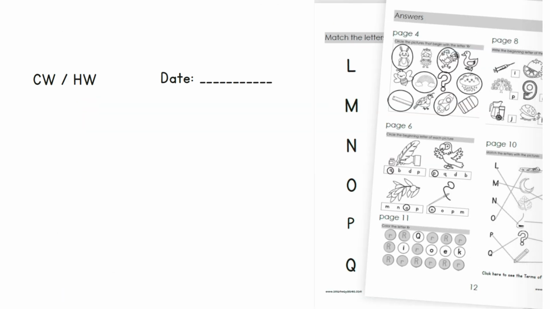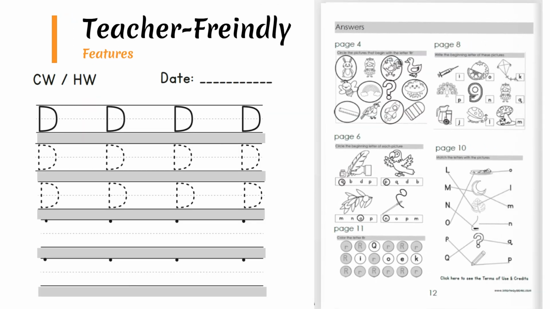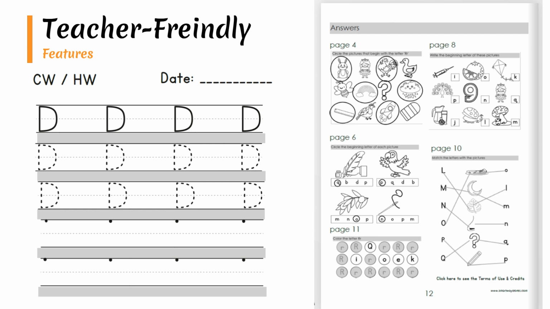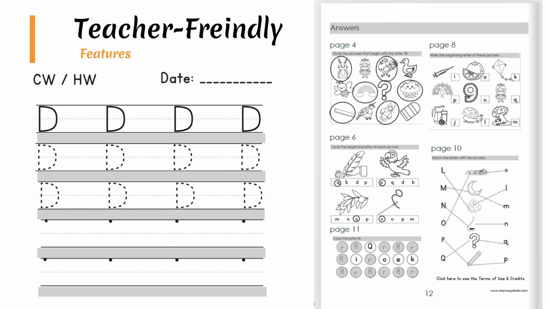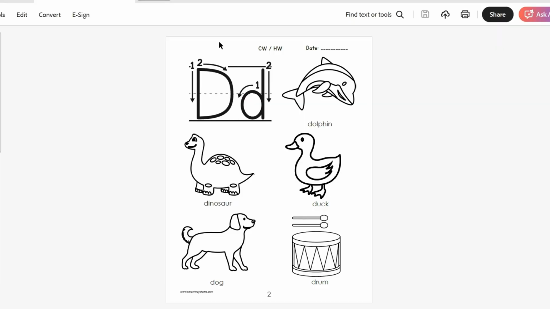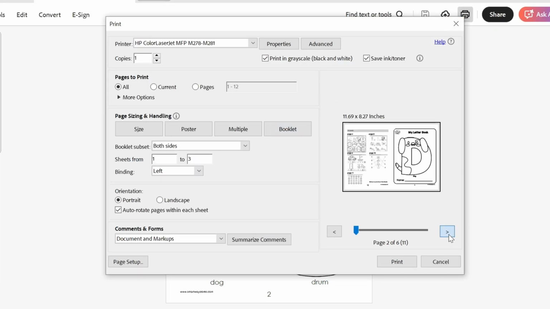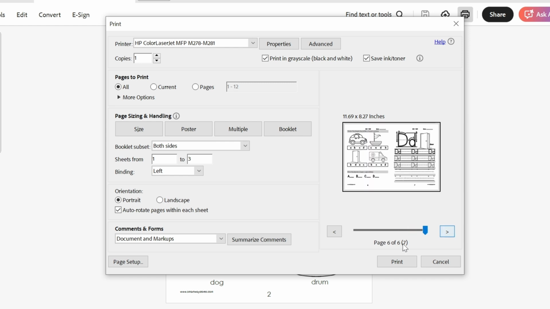Teacher-friendly features include classwork and homework and date fields, starting dots for writing, and a quick-check answer key, making these ideal for classroom and homeschool alike. You can print full pages or use Adobe Reader's booklet printing option, then print it as a booklet to fold and staple, an easy way to introduce a new letter each week.